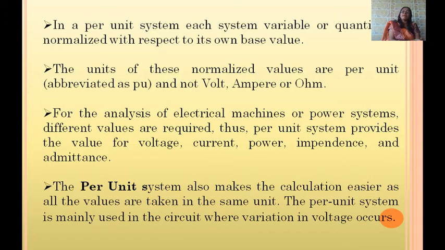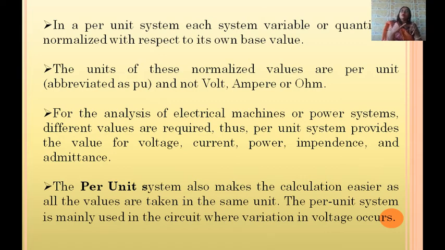For the analysis of electrical machines or power systems, different values are required. Thus, the per unit system provides the value for voltage, current, power, impedance and admittance. The per unit system also makes the calculation easier as all the values are taken in the same unit, whether it is voltage, current, or impedance. All these values are taken in the same unit, and that unit is called per unit.